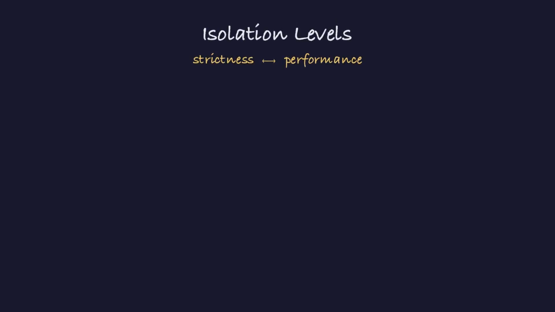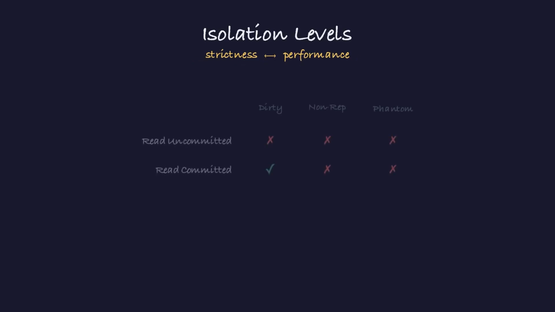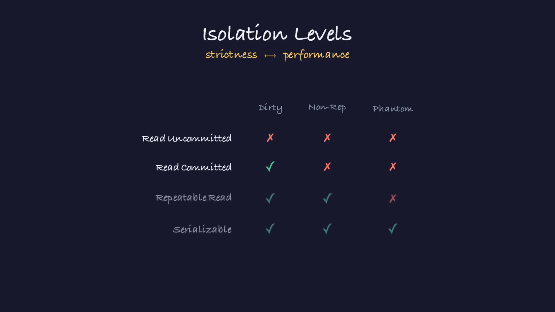Databases solve these with isolation levels, a dial that trades strictness for performance. Read uncommitted allows all 3 problems. Read committed stops dirty reads. Repeatable read also stops non-repeatable reads. And serializable stops all 3, but it's the slowest.